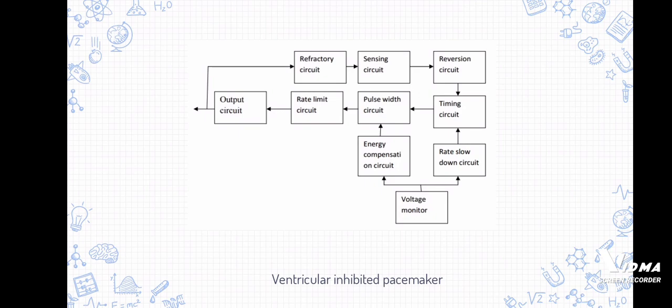This is the block diagram of the ventricular inhibited pacemaker. If the R wave is missing for a preset period of time, then the pacemaker will turn on and provide the heart a stimulus. Hence, it is known as the demand pacemaker.